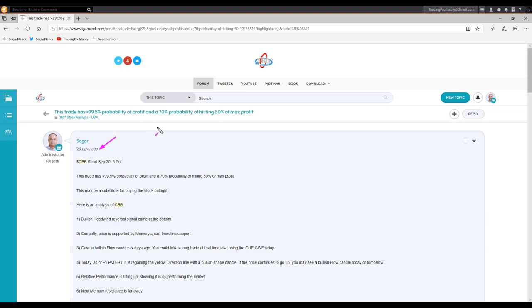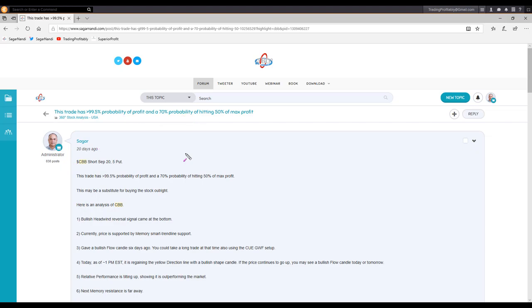This idea was using an options trading possibility, and that trading possibility had more than 99.5% probability of profit and a 70% probability of hitting 50% of max profit. That was an options trade setup. However, you could take the bullish trade in CBB at that time using the stock as well.